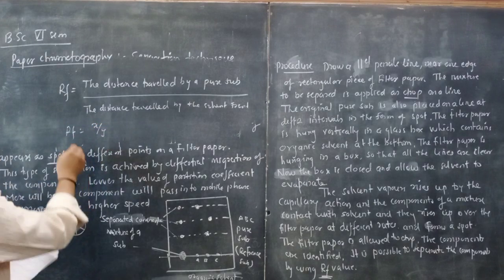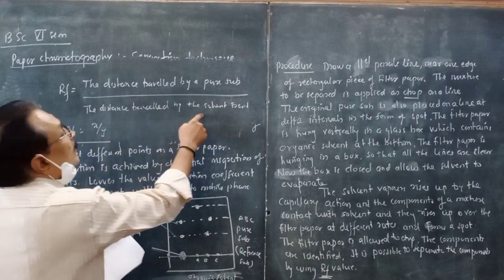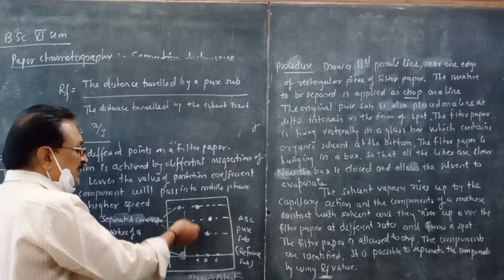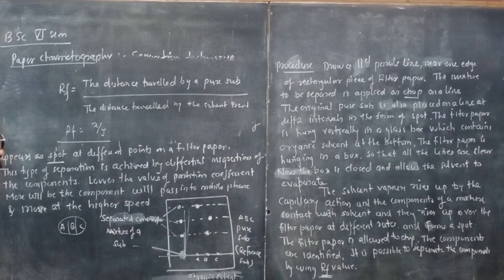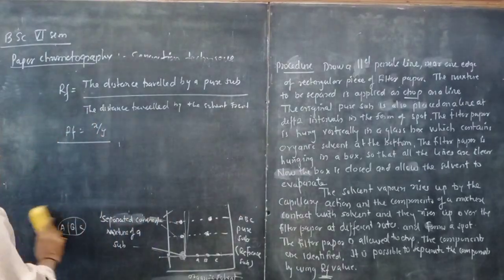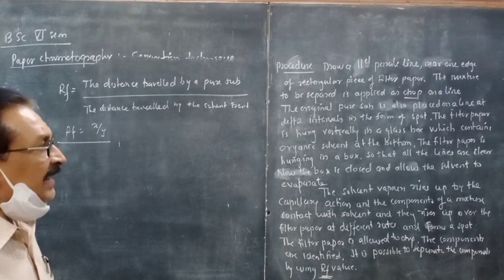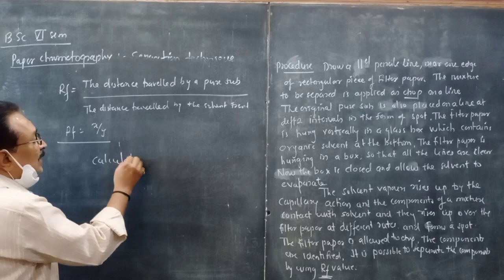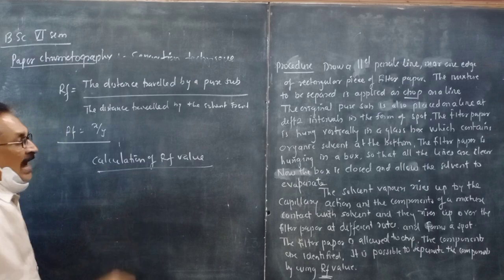Here x is the distance traveled by the pure substance and y is the distance covered by the solvent front. Means here these distances are determined, and on the basis of the distance traveled by the pure substance and the distance traveled by the solvent, that gives the RF value. And the next point is the calculation of RF value. How to calculate the RF value?